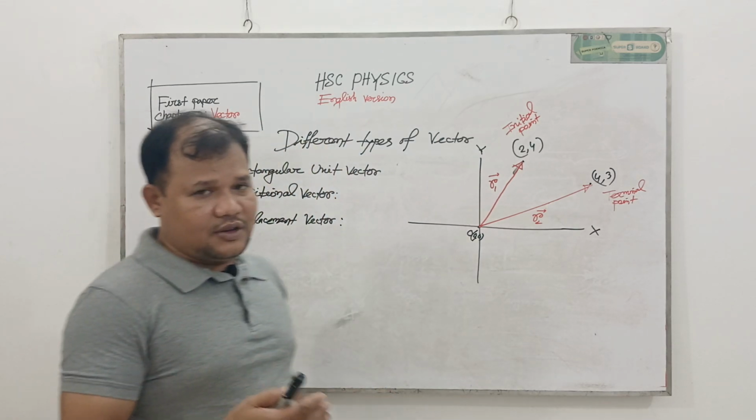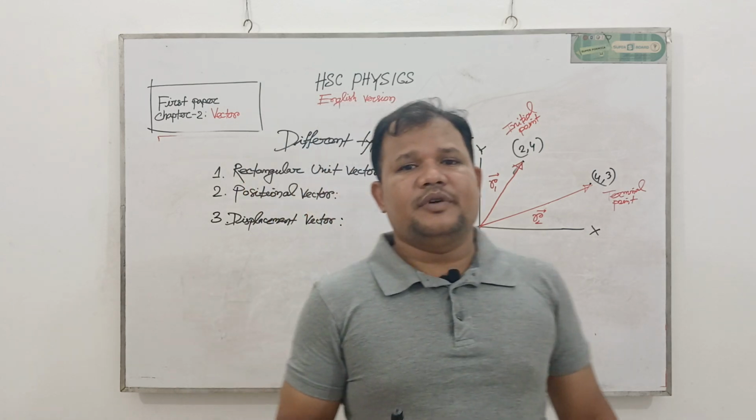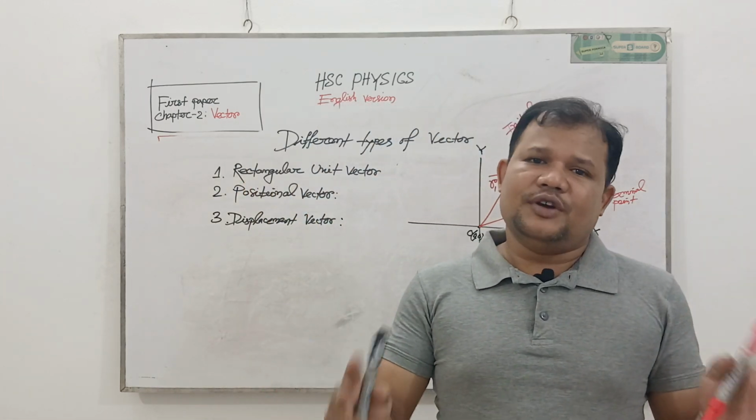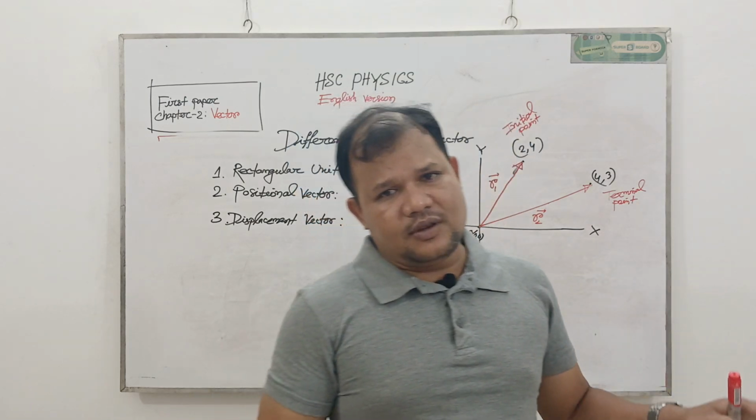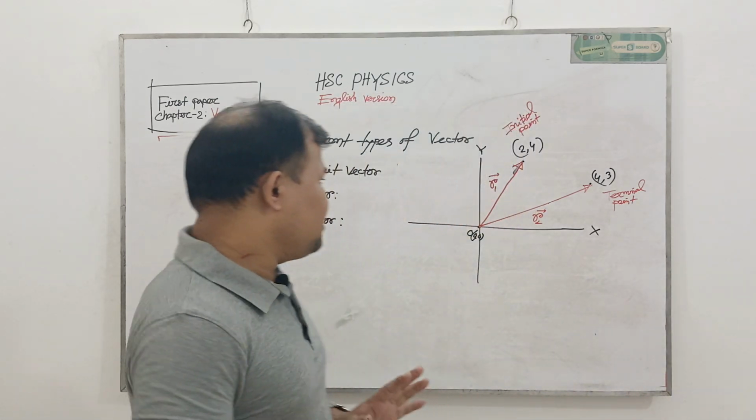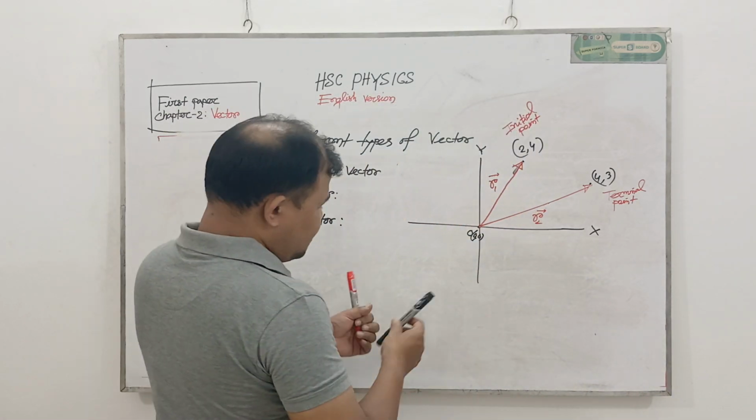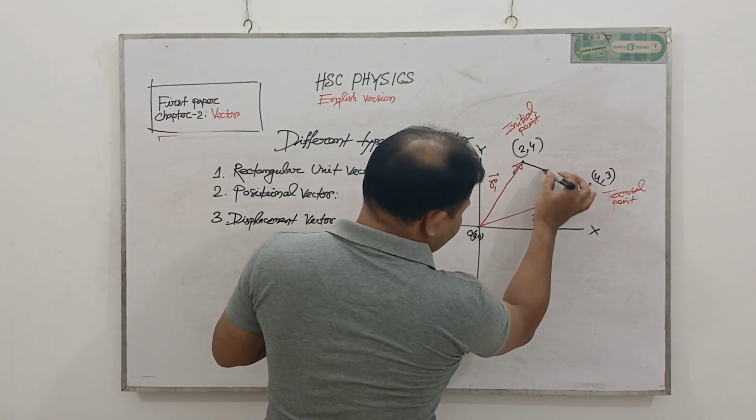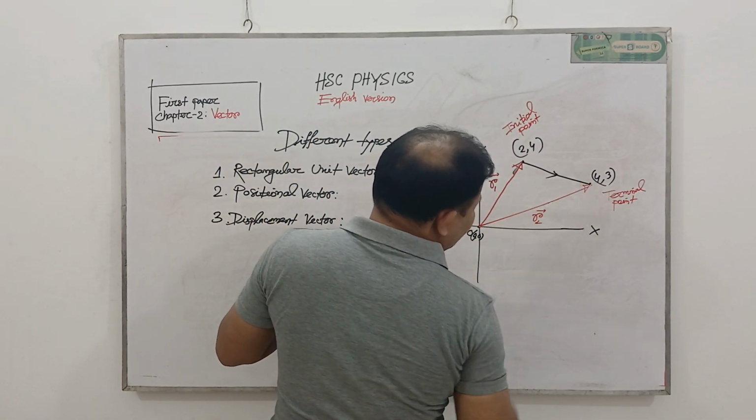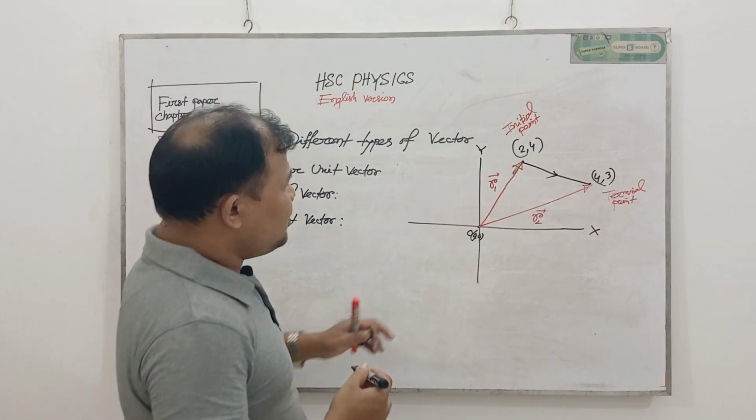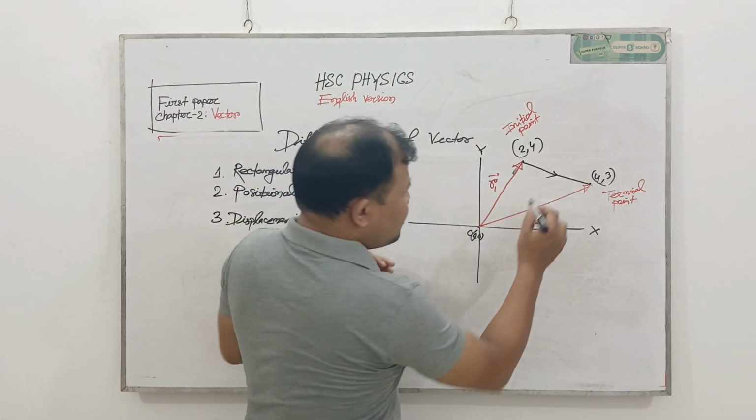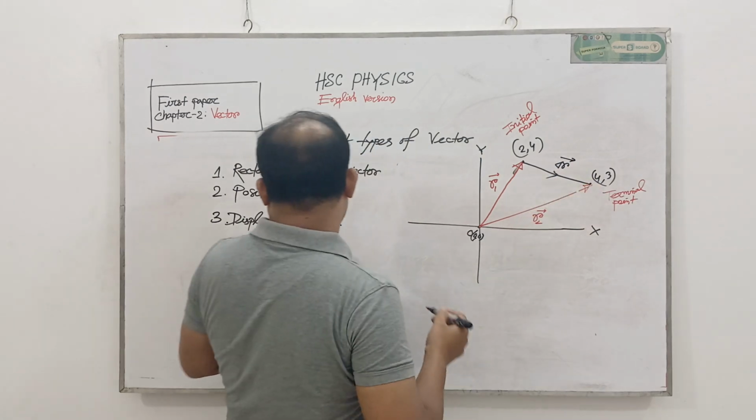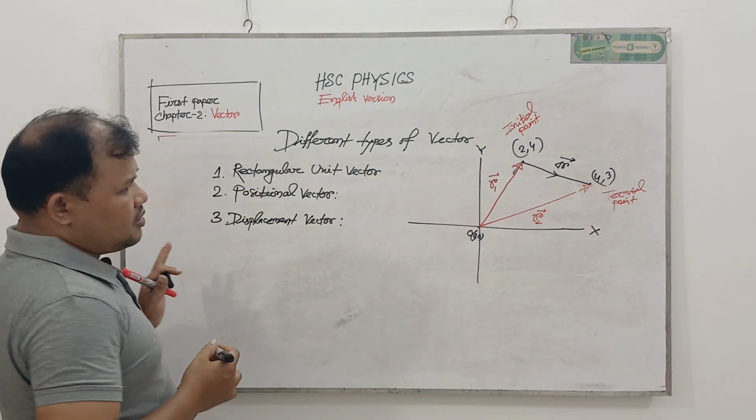At first, try to understand. Displacement is one kind of shortest distance between the initial and final point. In our previous lecture we already discussed this. My dear students, if this is the initial point and this is the final point, then this will be the shortest distance between the initial point and the final point, and this vector is called the displacement vector.